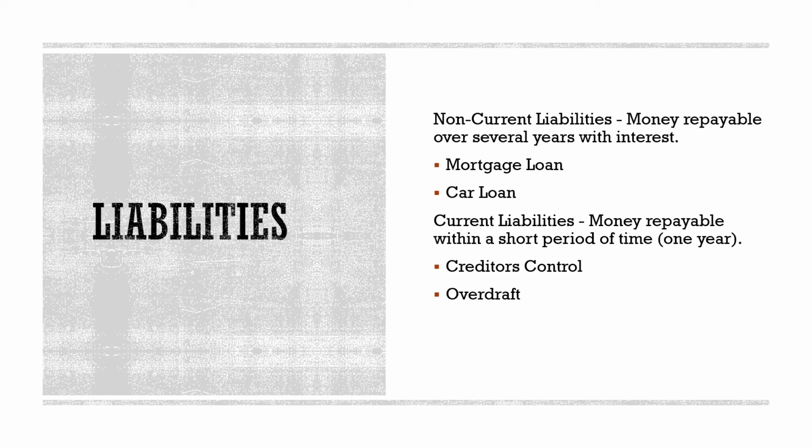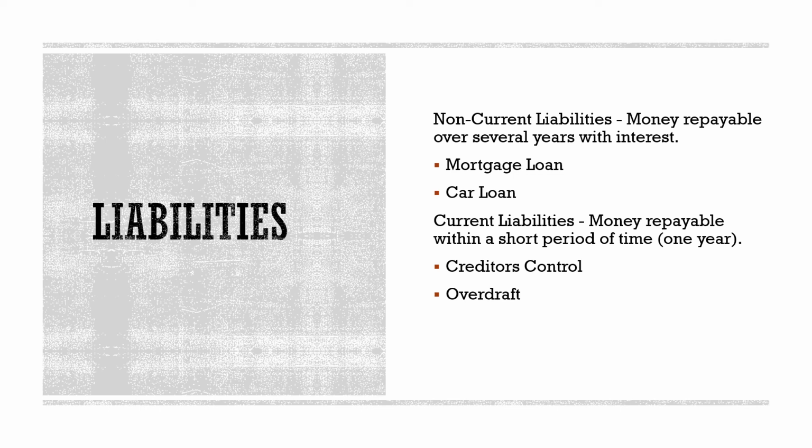Right, so a mortgage loan, that's normally a loan to buy property. And property loans normally tend to be a period over 20 years. Much longer than 12 months, right? So that's why it is a non-current liability. And then a car loan, an average car loan is normally 6 years, also much longer than 12 months or 1 year, and that is why it's classified as a non-current liability.